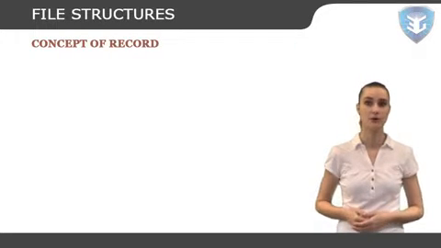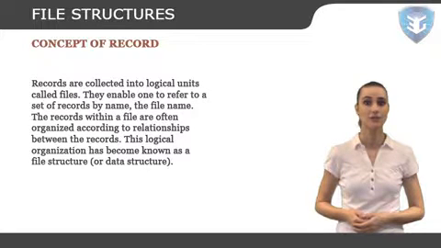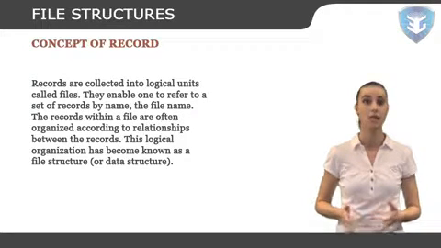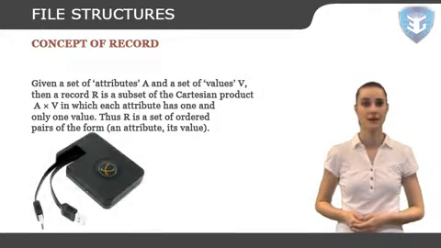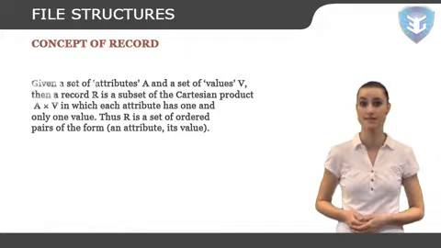Now we shall discuss the record. Records are collected into logical units called files. They enable one to refer to a set of records by name, the file name. The records within a file are often organized according to relationships between the records. This logical organization has become known as a file structure or data structure. Given a set of attributes A and a set of values V, a record R is a subset of the Cartesian product A times V in which each attribute has one and only one value. Thus R is a set of ordered pairs of the form (attribute, value).